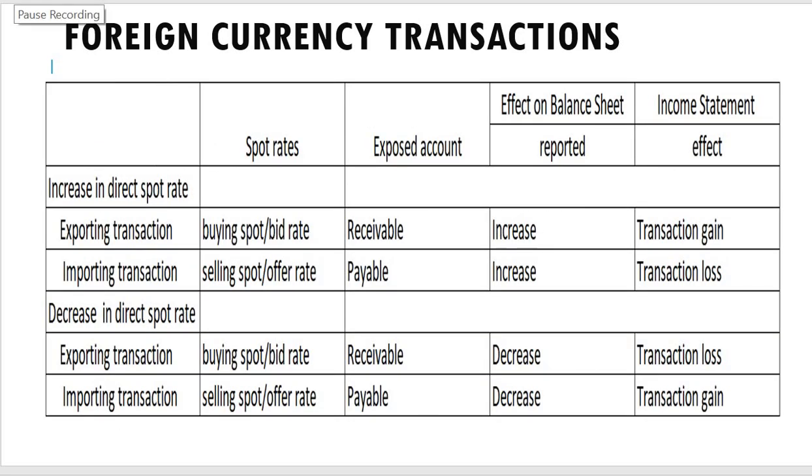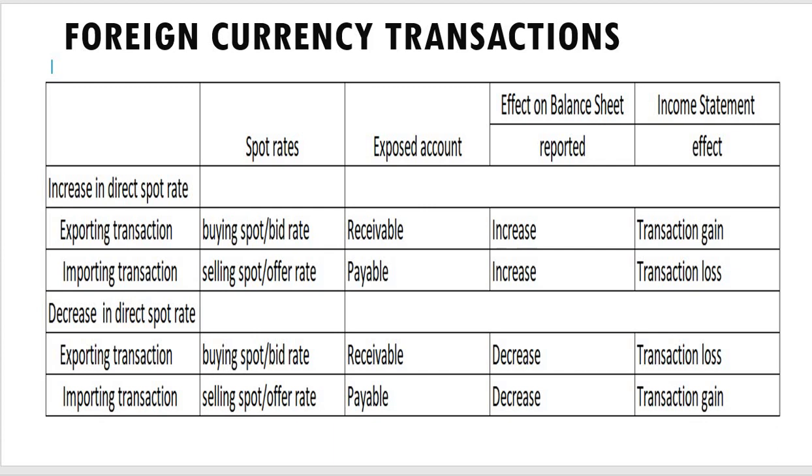So spot rates are classified either as buying spot or selling spot, or bid rates or offer rates. If it's an exporting transaction, or if the domestic entity exports, the buying rate is used. Di ba, when we export, we are the seller, and the foreign entity or the foreign company is the buyer. Since this would be the price that the foreign buyer would pay for the goods, we'll use the buying rate.